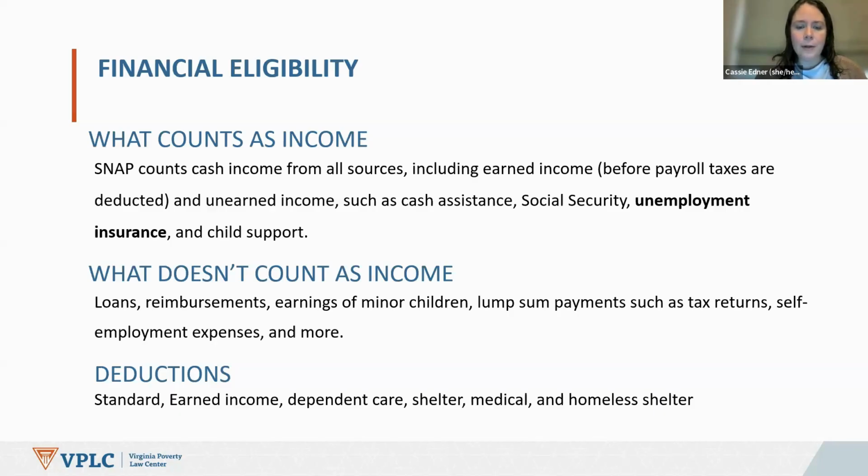What doesn't count as income? Earnings of minor children don't count as income. Lump sum payments, self-employment expenses, loans, reimbursements, these things do not count as income. I would like to highlight earnings of minor children do not count, but unearned income of minor children does count, which is different from other public benefit rules. So if you have a child that has SSI, that income is included in your household. And once the child becomes an adult, once they hit that 18th birthday, that income is then included in your income when calculating your benefit amount.